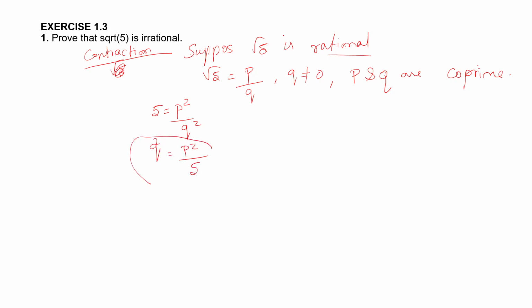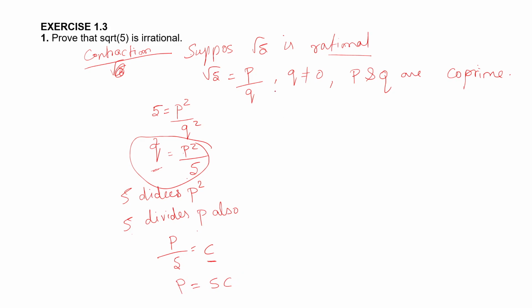So what is the meaning of this? 5 divides p square. So it means 5 divides p also, as per the theorem. So p by 5 will be some other value. 5 divides p square, we are getting q square. So 5 divides p also, then p by 5 will be some integer. So we can write it as p is equal to 5c.